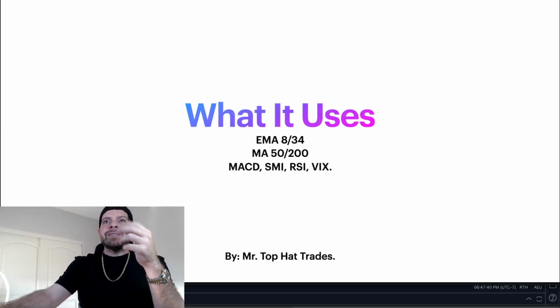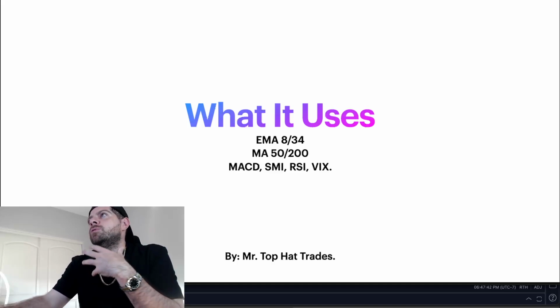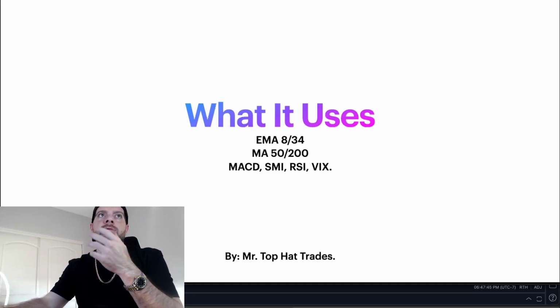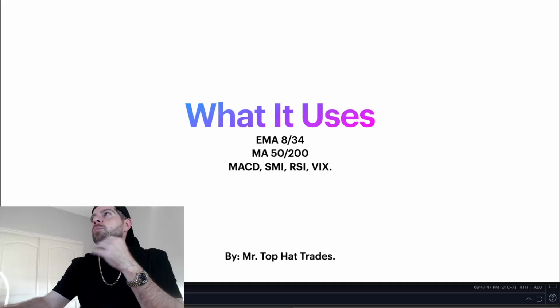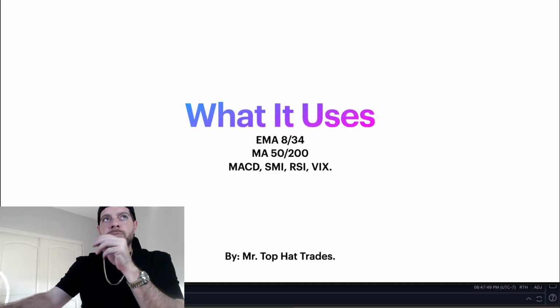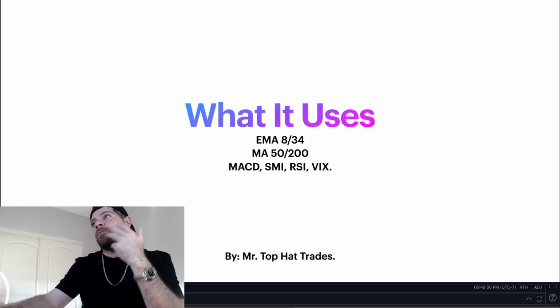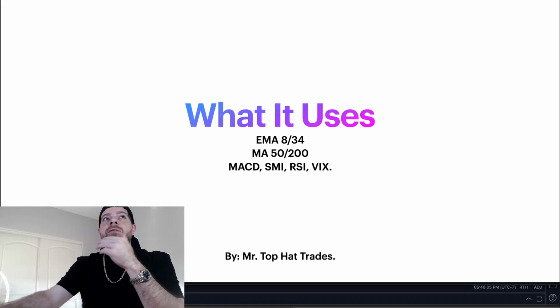A lot of people ask, what does this indicator consist of? There are a couple of things, but I'm going to tell you what its main focus is. That's the EMA 8 and 34, the moving average of 50 and 200, and the MACD, SMI, RSI, and the VIX, which is the vortex. The SMI is the stochastic momentum index, and the RSI is the relative strength index.